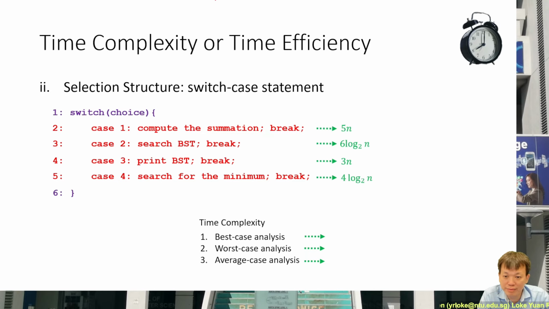Let's say that the first one, summing all the numbers, takes linear time. Then searching in the binary search tree is logarithmic. And then printing out the tree, when you need to print out all the nodes, takes linear time. Then the last one is searching for the minimum, let's say the minimum node in a binary search tree. Probably this one just takes logarithmic time to complete. Just an example.